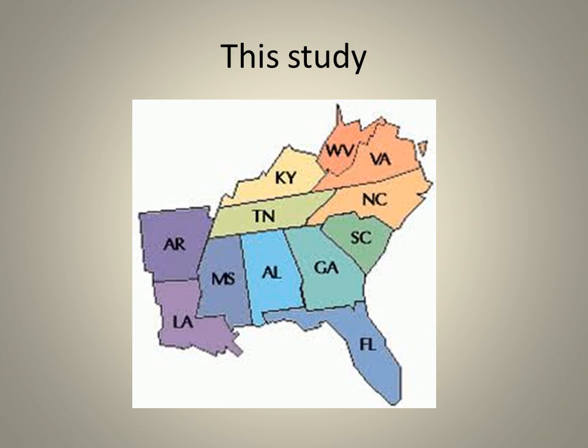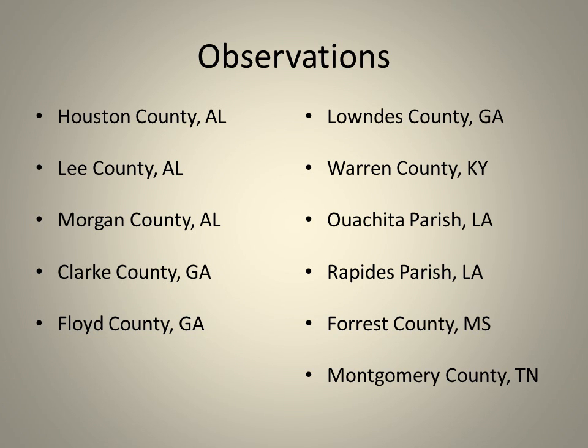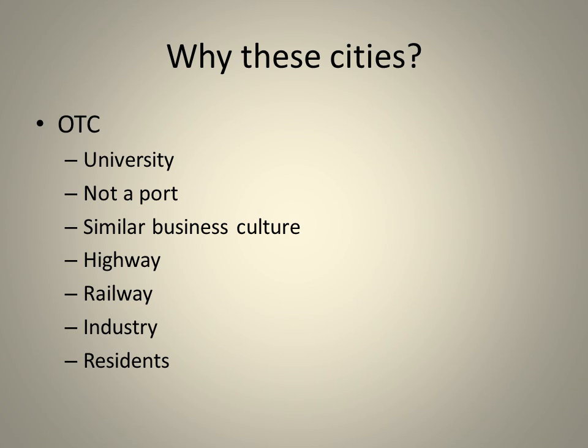This study talks about the southeastern United States. You can see several different states here, and I picked 11 different counties in this region, from Alabama, Georgia, Kentucky, Louisiana, Mississippi, and Tennessee. All these cities had a major university in them. They all had a major highway, a major railway. They had about the same balance of industry, around the same number of residents in the area, and none of them were poor.